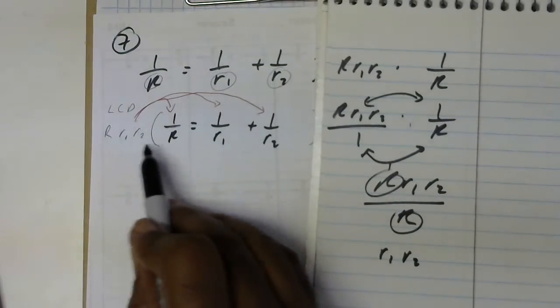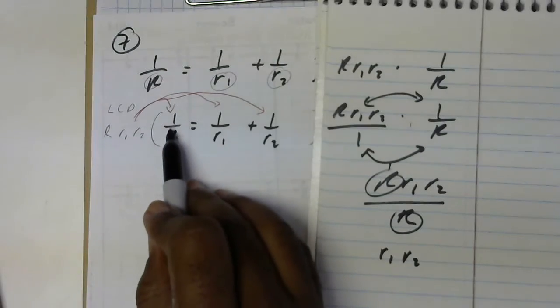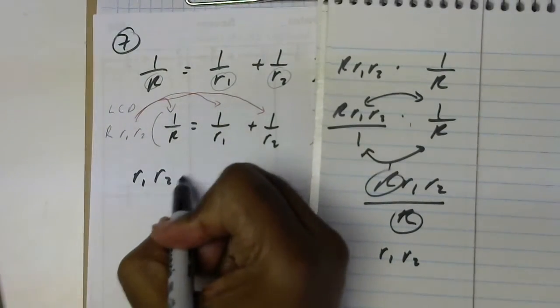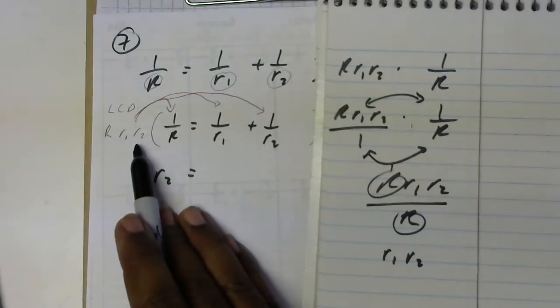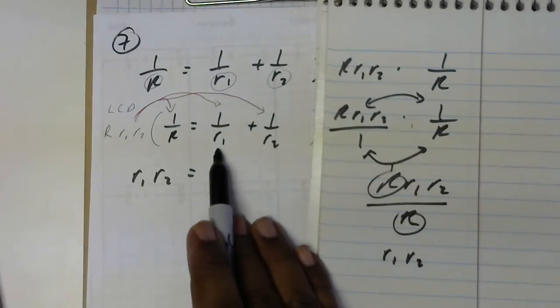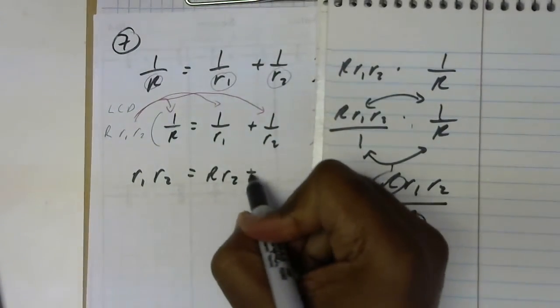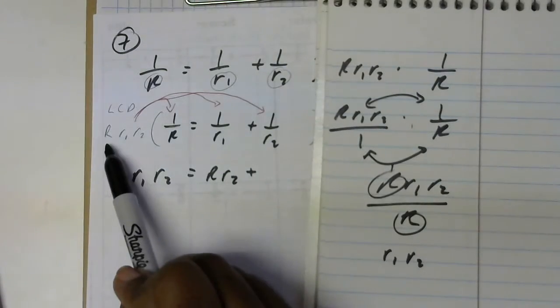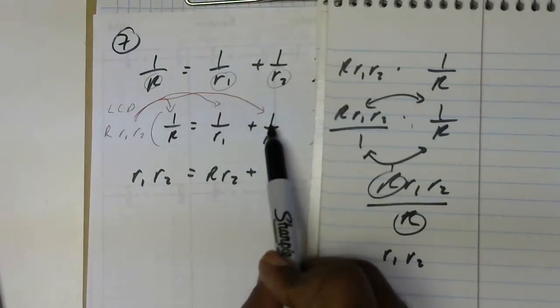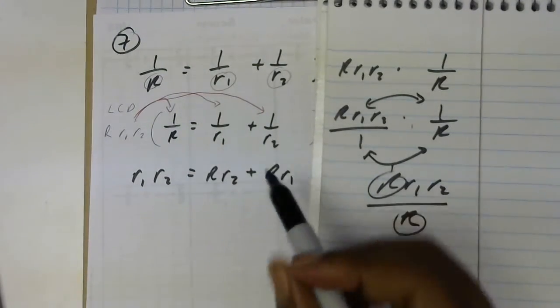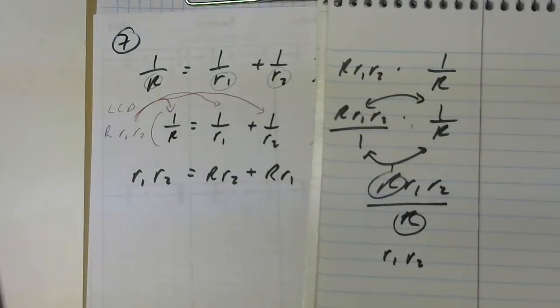So this one right here, the R, R1, R2 times 1 divided by R will be R1 and R2. Similarly, R, R1, R2 times 1 divided by R1 would leave R and R2 plus. And R, R1, R2 times 1 divided by R2 would leave R, R1. Now, we are still looking to solve for R1.